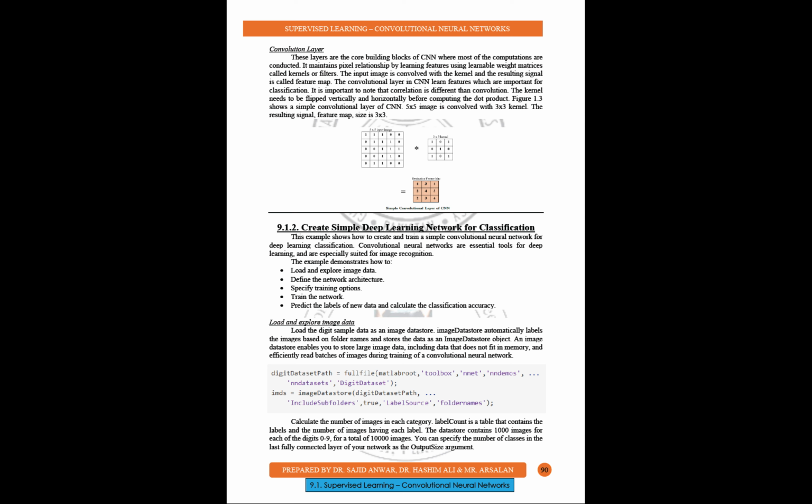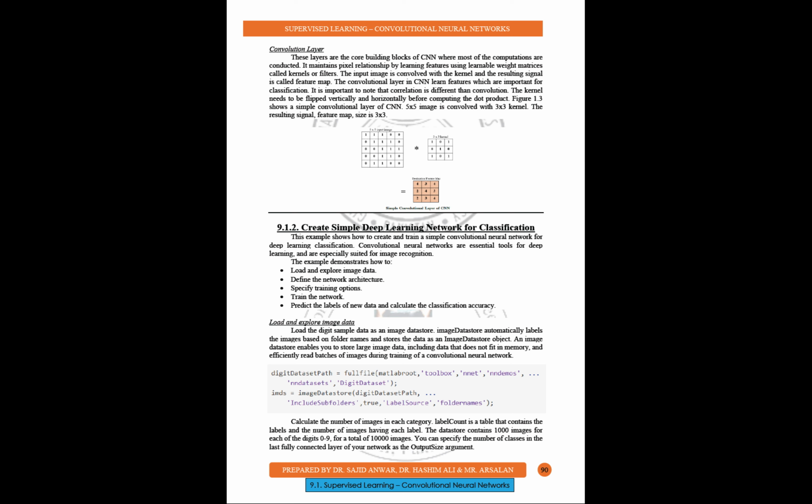So how do you create a simple deep learning network for classification? Here's an example and here are the commands that you're going to use. The example shows how to create and train a simple convolutional neural network for deep learning classification. Convolutional neural networks are essential tools for deep learning and are especially suited for image recognition. The example demonstrates how to load and explore image data, define the network architecture, specify training options, train the network, and predict the labels of new data and calculate the classification accuracy. So for loading and exploring image data, here are the commands. You can just run them and check that they work fine.